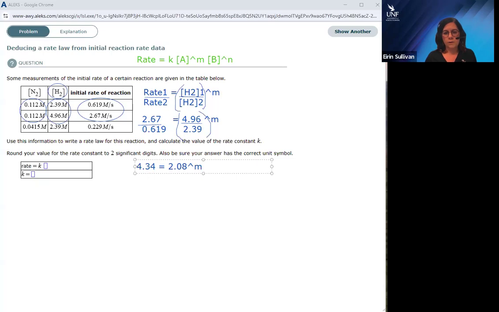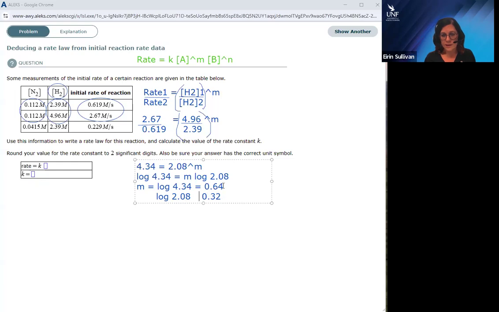So to get rid of the power of m, we're just going to take the log of both sides, okay? So log of 4.34 equals m times log of 2.08. Then I can divide both sides by the log of 2.08 and solve for m, right? So m will be the log of 4.34 divided by the log of 2.08. So then we can solve for m, and that is just going to turn out to be 0.64 divided by 0.32, which is just going to turn out to be 2.